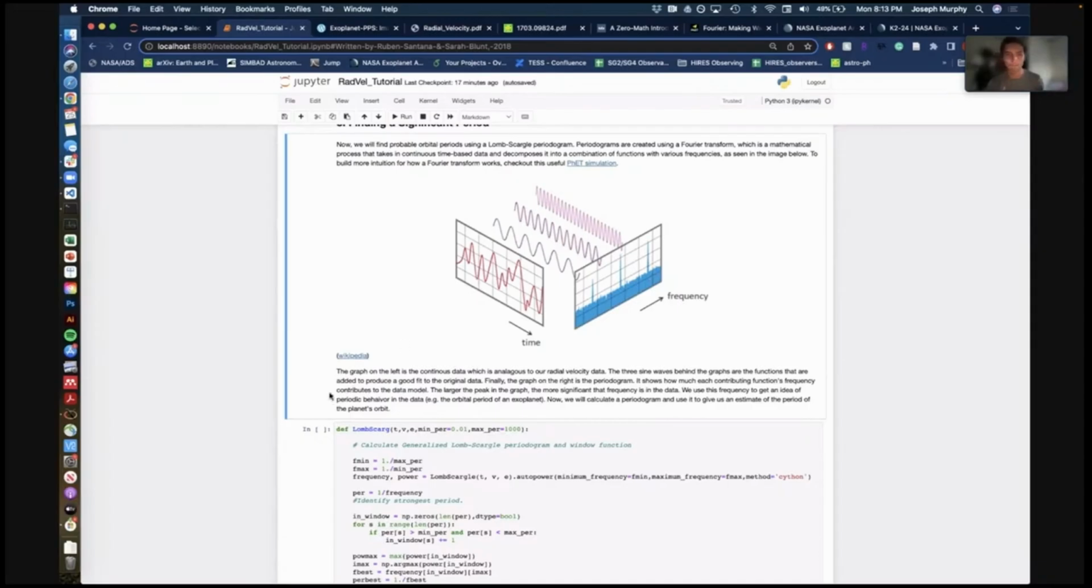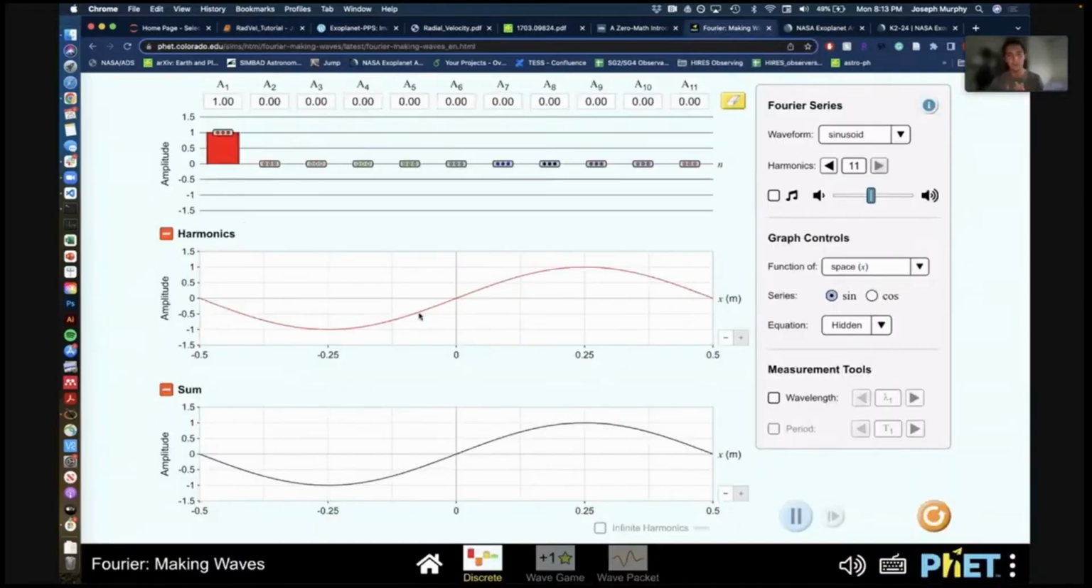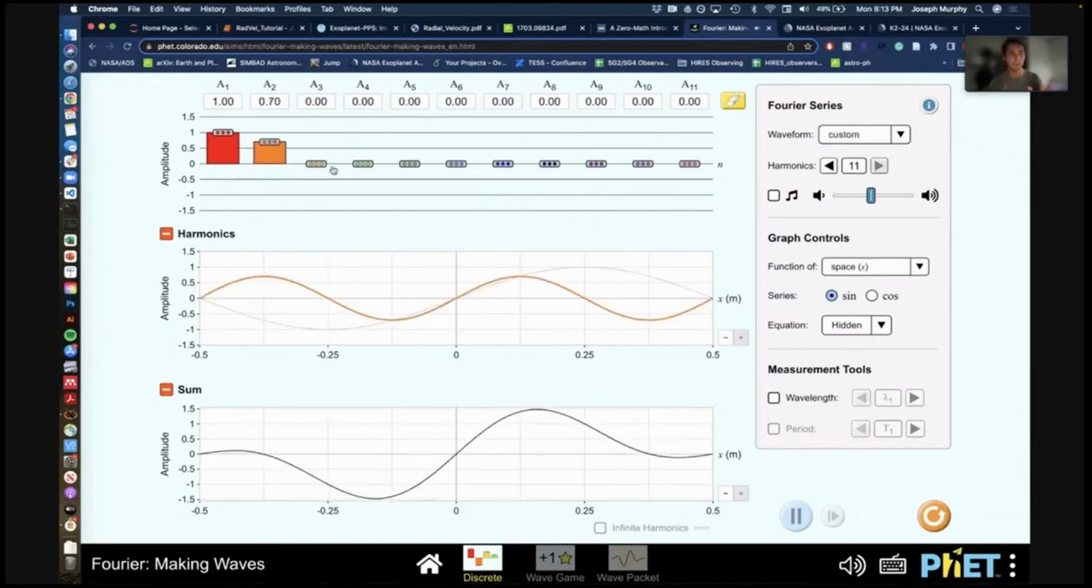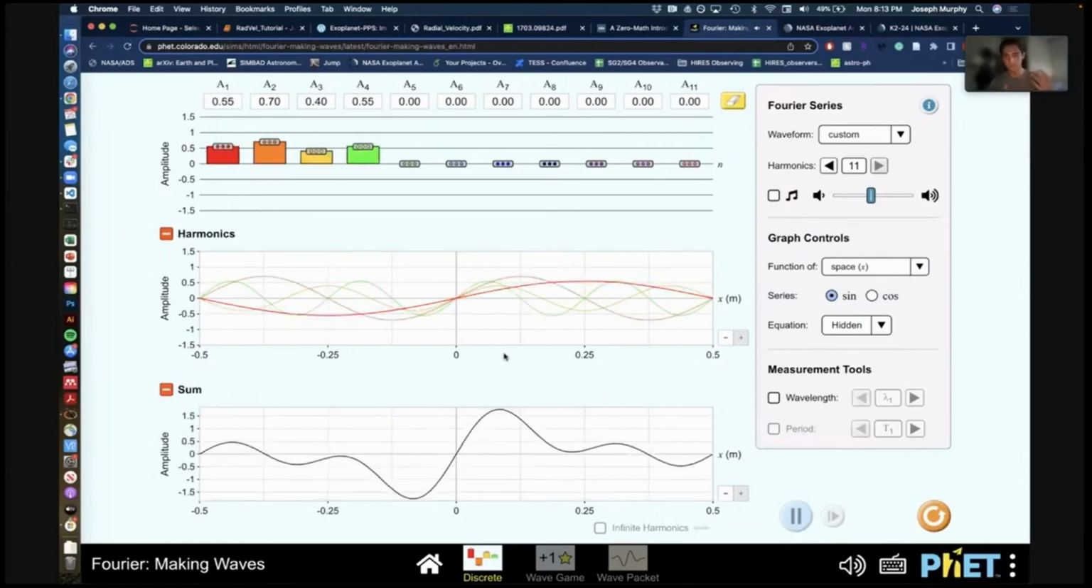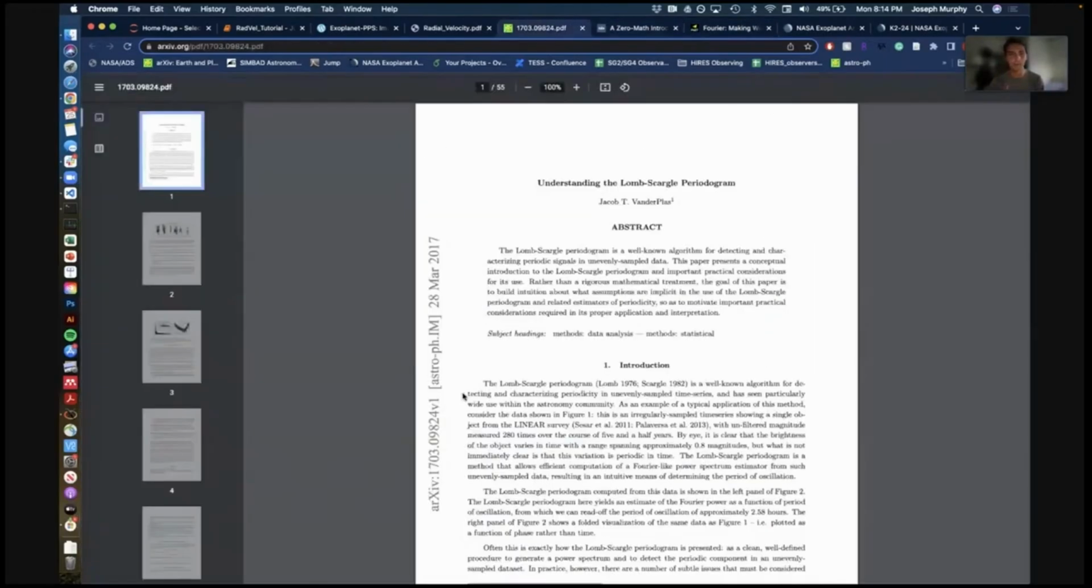we will see spikes at the specific periods that are making up the composite signal of our data. I know Fourier transforms are still a little magical to me, even after all these years. So I would highly recommend, if it's been a while since you've thought about Fourier transforms or Fourier analysis, time series analysis, PhET actually has this great online simulation where you can add different sine waves together of varying amplitudes and see what kind of sum signal you get out. So that might help you build some intuition there.